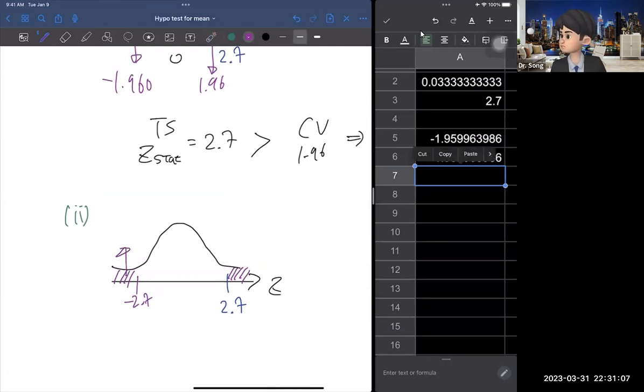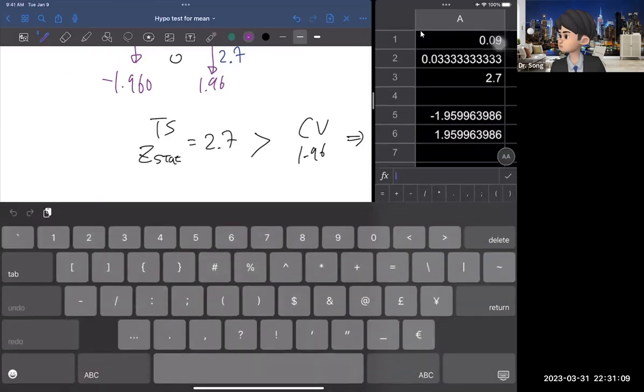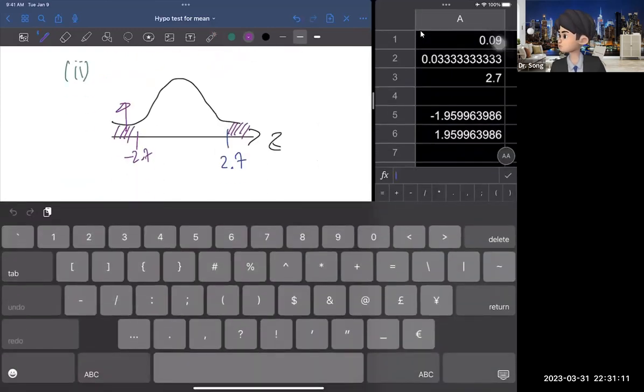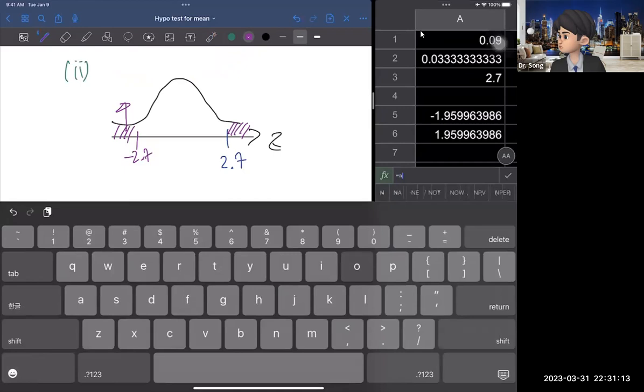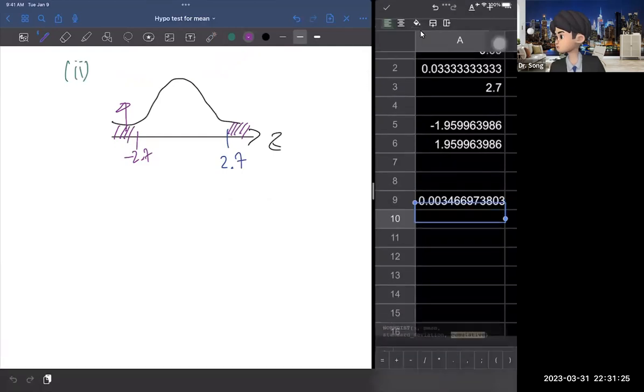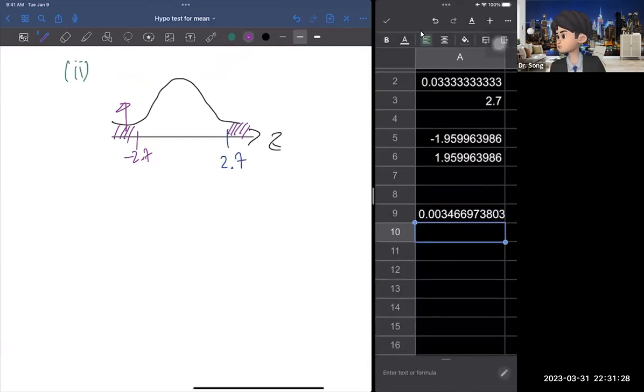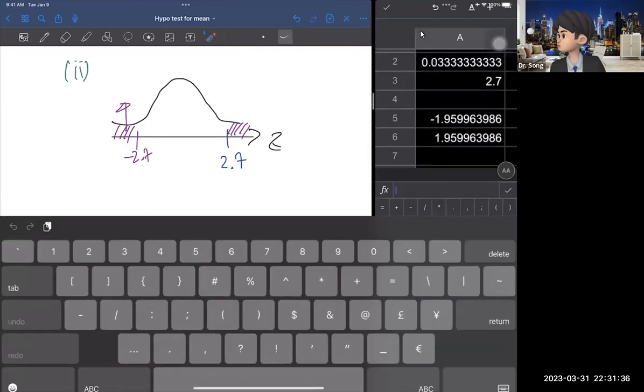In order to find this shaded area using NORM.DIST, put the equal sign, NORM.DIST, -2.7, mean equals 0, standard deviation equals 1, and cumulative from negative infinity to -2.7. Then it turns out 0.003, but like I told you, we need the sum of this one and that one, right? So we just found the one-sided. That means that you just need to multiply by 2.